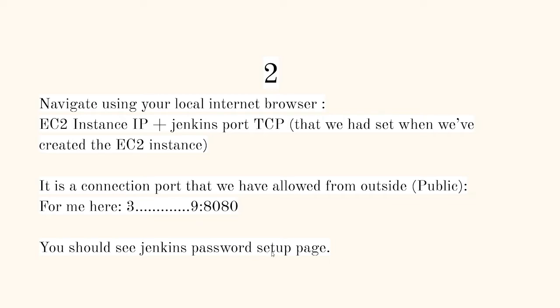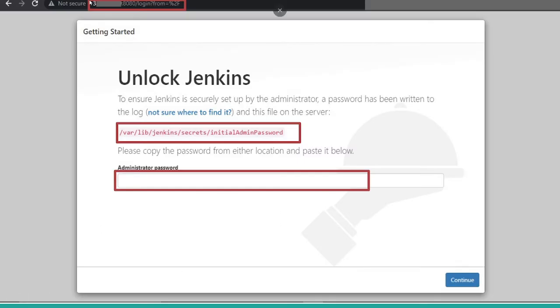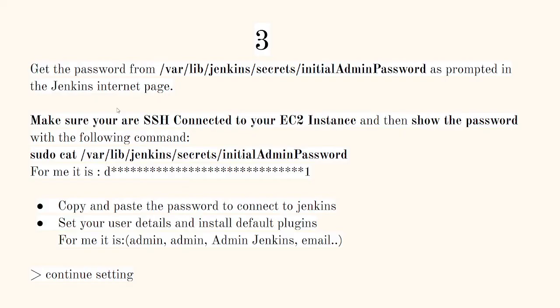connection. So you should see a Jenkins password page, the setup page of the password. Here we are. You see on the top, put the IP and I put 8080, and I've been directed to the Jenkins configuration page. It gives you a link here. So you just use that one.